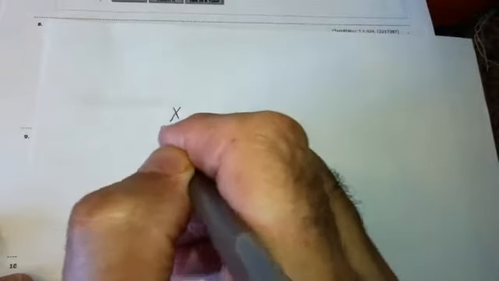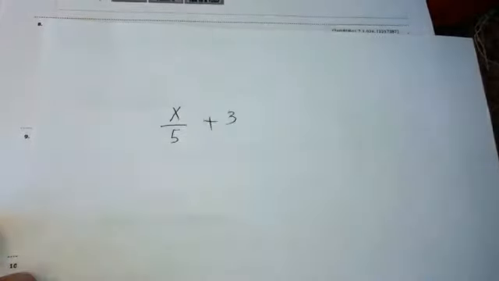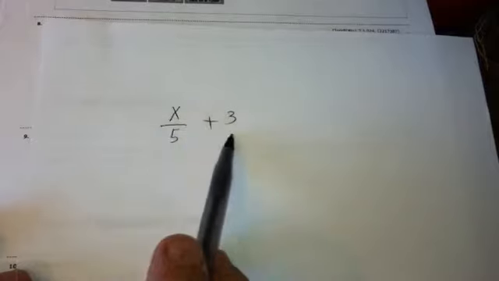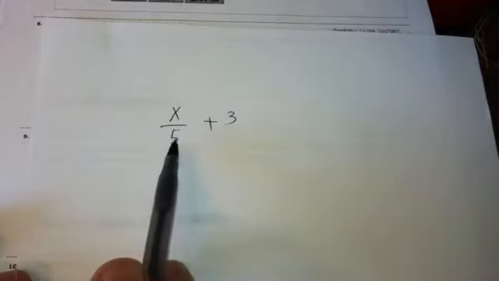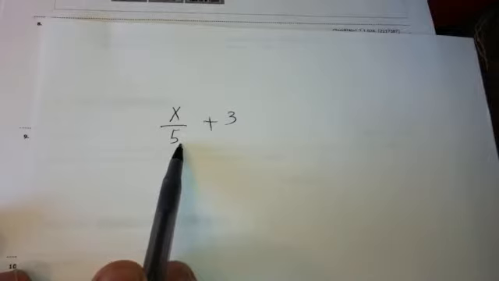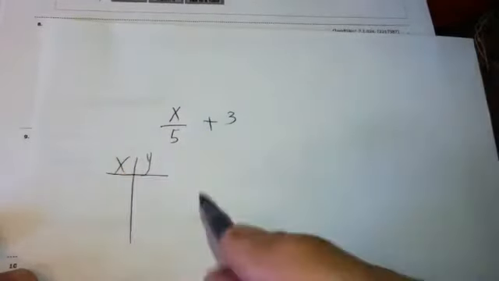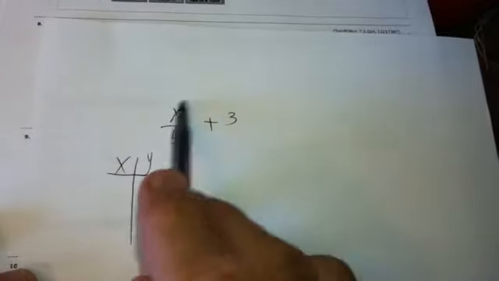Let's say I give you a problem like this. X over 5 plus 3. You could take any number and substitute for the x. You always have a value because you don't have any variable at the denominator. Remember, a rational expression has a variable at the denominator. This one is okay. You could come up with any x and always substitute here and you come up with a value.